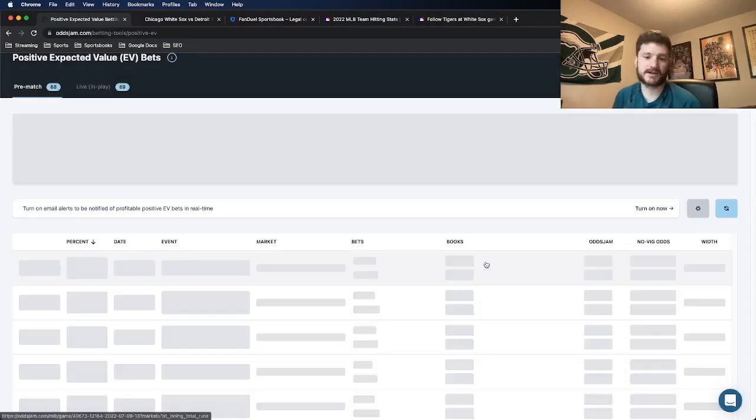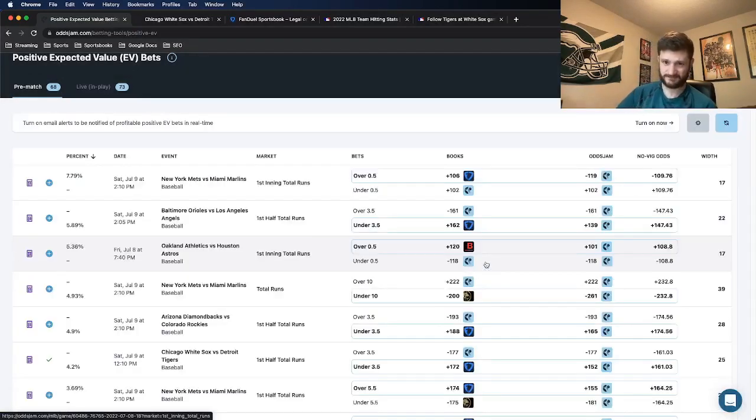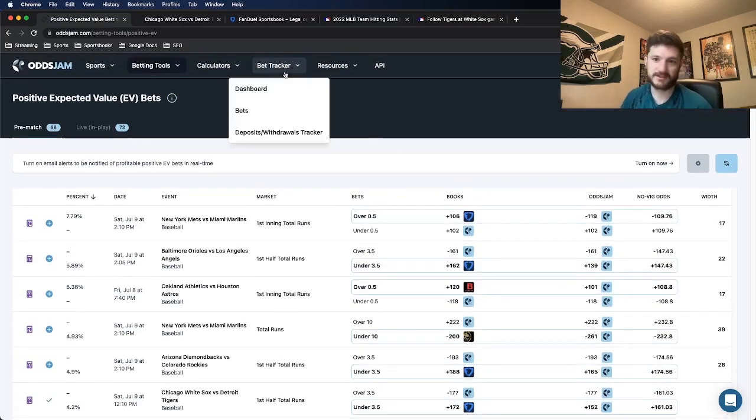So the OddsJam bet tracker is incredibly helpful and an important tool in terms of making money. It's really important to track your bets and understand whether you're profitable or not. And the OddsJam bet tracker does that exactly for you. It gives you all the insights that you need to understand whether you're a profitable sports bettor or not, and what you can do differently.